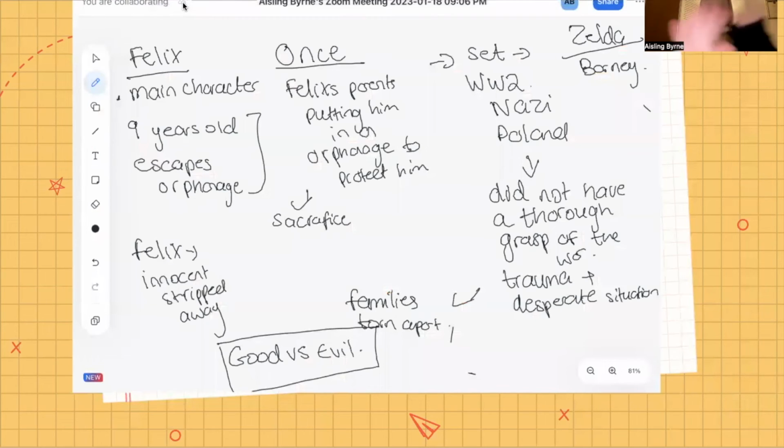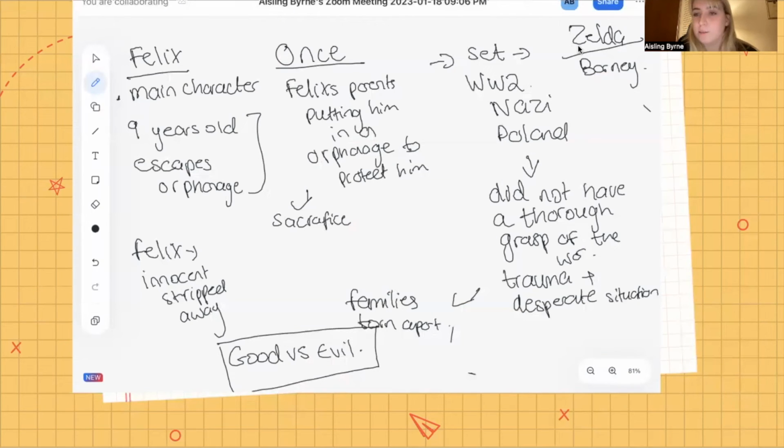Now I have just a broad kind of throwing of points I want to make, or points of this novel that I've just quickly done within probably 5 minutes that relate back to the question. So Once, that is a novel. Felix is our main character. He's like 9 or 10 years old. He escapes an orphanage. His parents put him into an orphanage to protect him. It's set in World War II Nazi Poland.